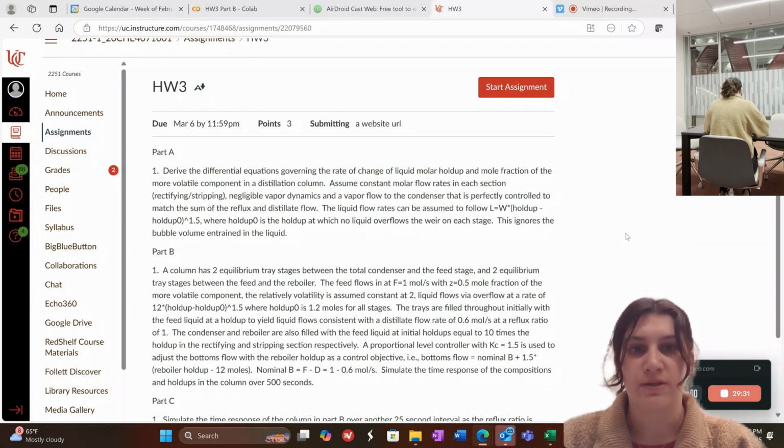The liquid flow rates can be assumed to follow L equals W times holdup minus holdup naught to the 1.5 power, where holdup naught is the holdup at which no liquid overflows the weir on each stage. This ignores the bubble volume entrained in the liquid.